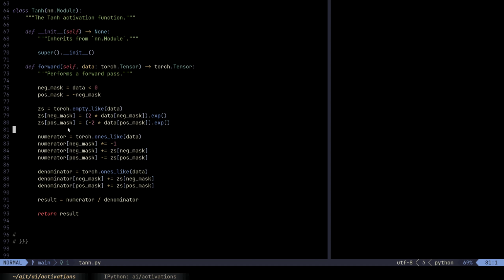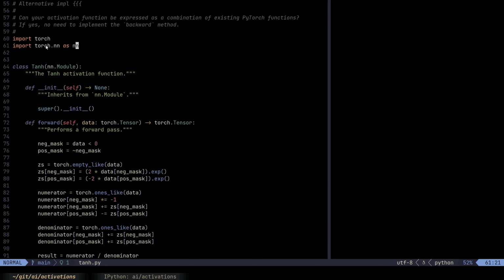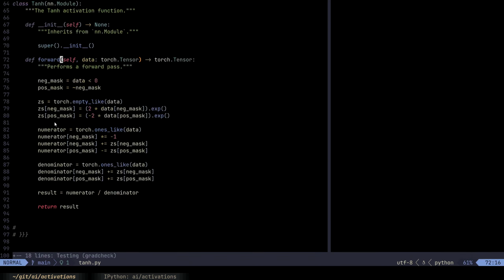We don't have any context. We don't save tensors. We don't compute the gradient. We don't save the result. We don't even pass context, right? So we just pass self. So it simplifies the implementation. All we need to do is import torch.nn as nn, inherit from nn.Module, and define a forward. So it's pretty much the same as here, except we don't have the context save for backward.